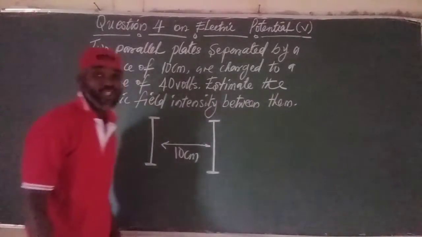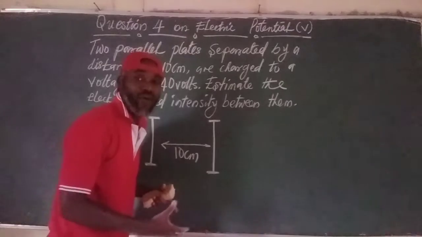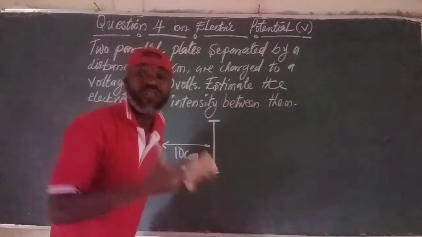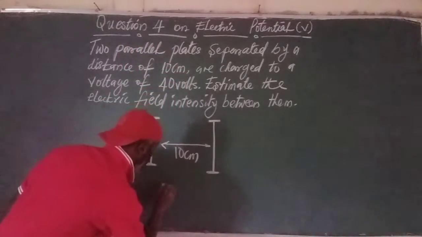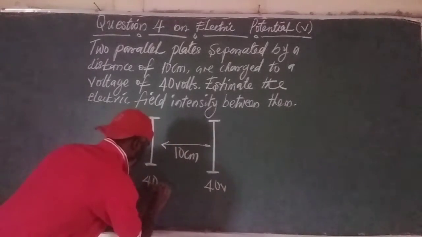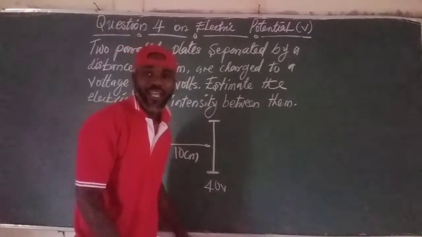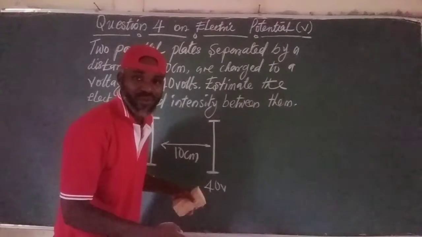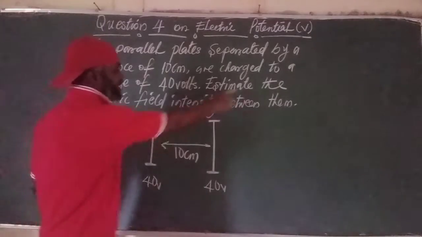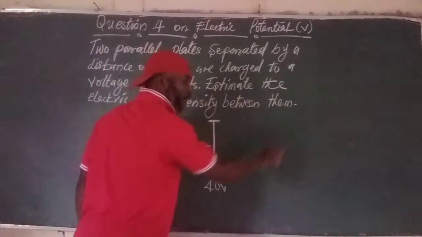They are charged. There is a voltage across them, charging them to 40 volts. And the question is, how much electric field intensity is accumulated within them? So we are going to estimate the electric field intensity between them.